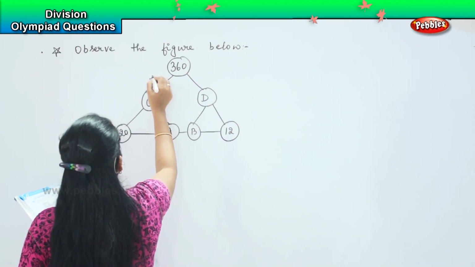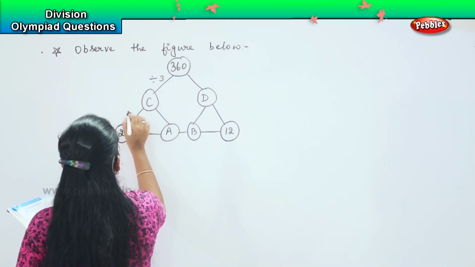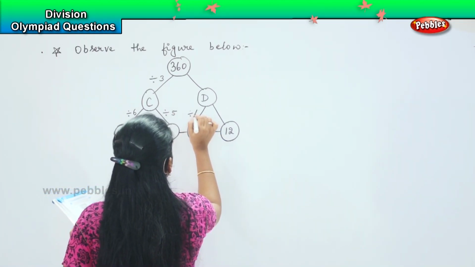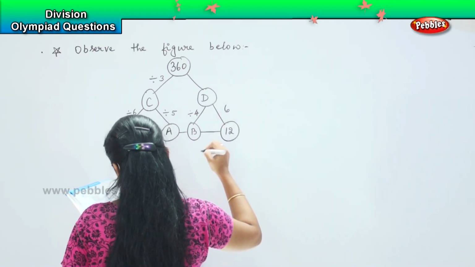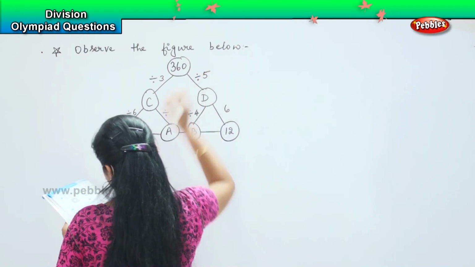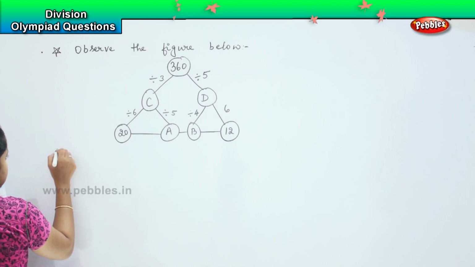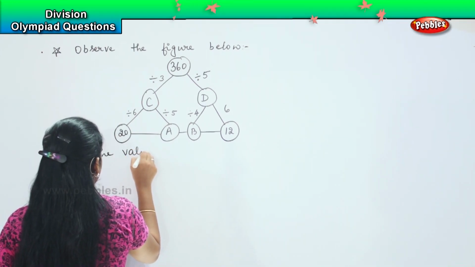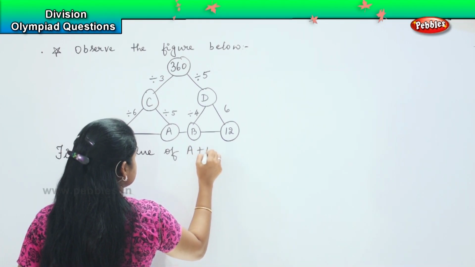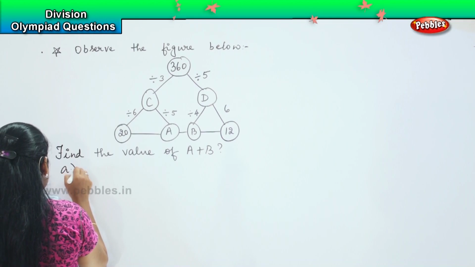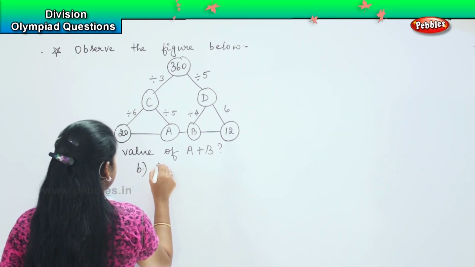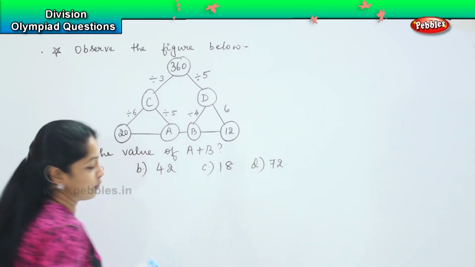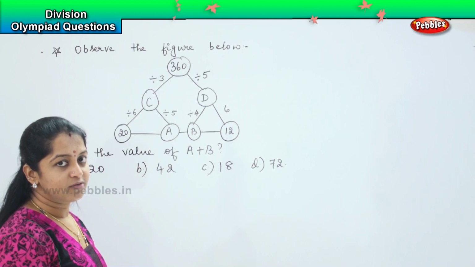Okay, here it is divided by 3, here it is divided by 6, here it is divided by 5, here it is divided by 4, here it is 6, and here it is divided by 5 again. Okay, now the question is find the value of A plus B, and your options are A 120, option B 42, option C 18, and option D 70. Okay, so this is something which we have to work carefully.